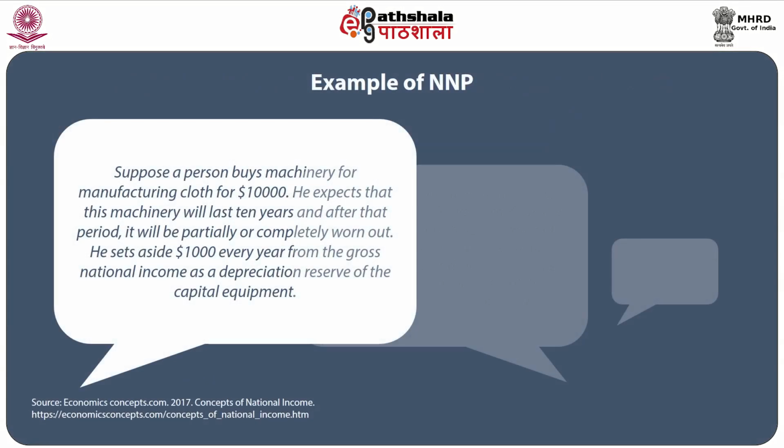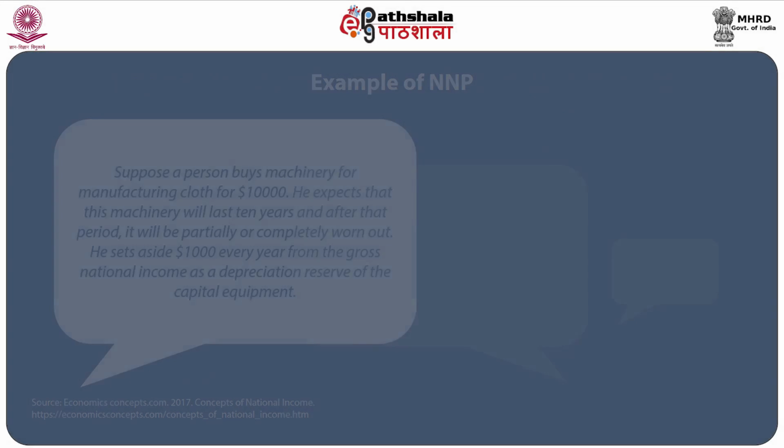We can make this concept more clear by taking a simple example. Example of NNP. Suppose a person buys machinery for manufacturing cloth for $10,000. He expects that this machinery will last 10 years, and after that period it will be partially or completely worn out. He sets aside $1,000 every year from the gross national income as a depreciation reserve of the capital equipment.